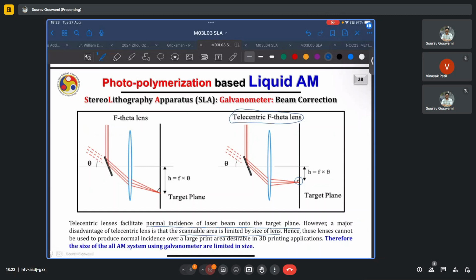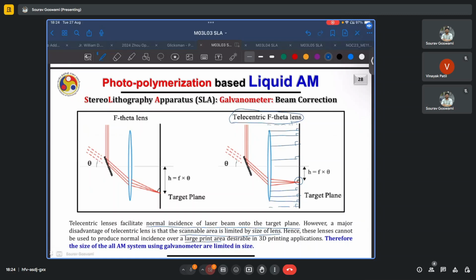But with telecentric lenses, given that the beam will always be normal to the surface wherever I am projecting it, we find that the scannable area is indeed limited by the dimensions of the lenses themselves. Say it cannot be projected outside this lens. And as we know, making such sophisticated optics is a very costly affair. So we cannot have an arbitrarily large telecentric F theta lens in our system to have a larger build volume. This really puts a constraint on our technology. These lenses thus cannot be used to produce normal incidence over large print areas.